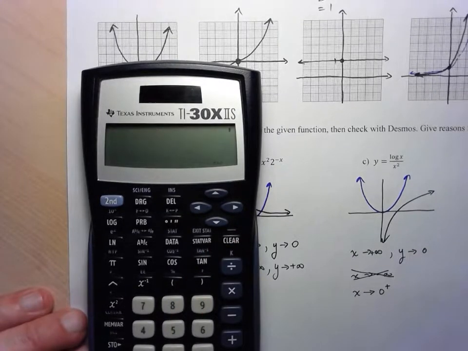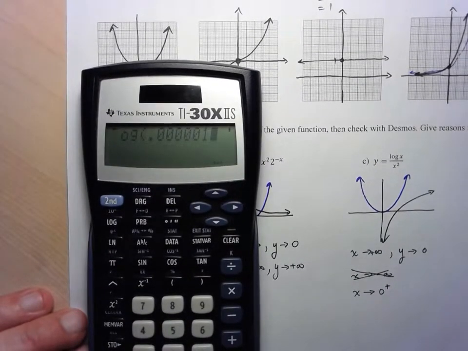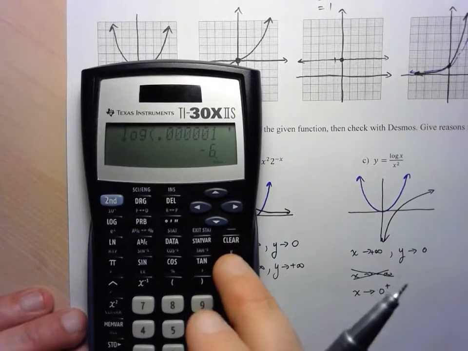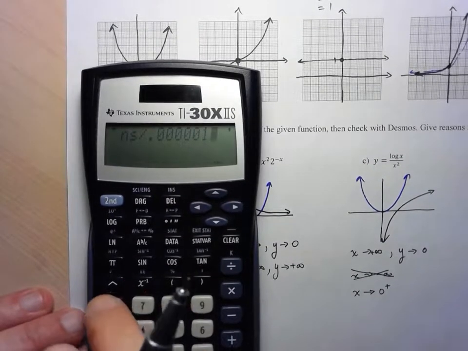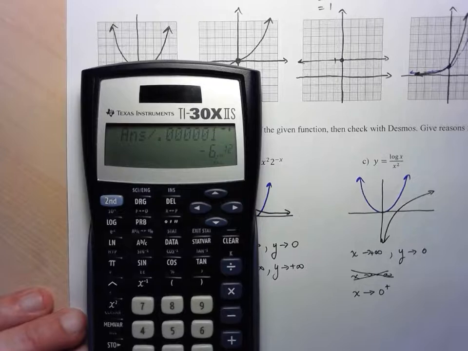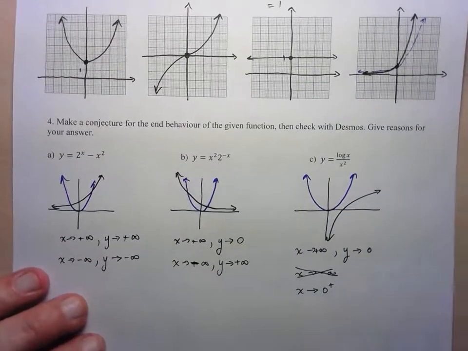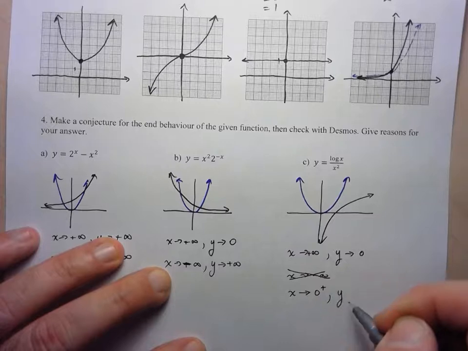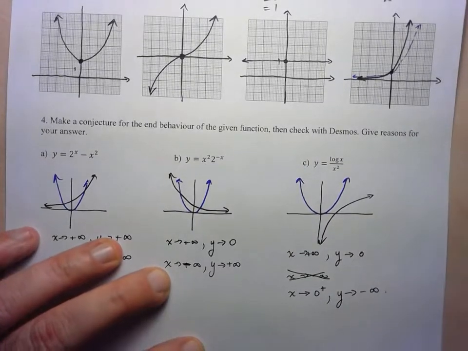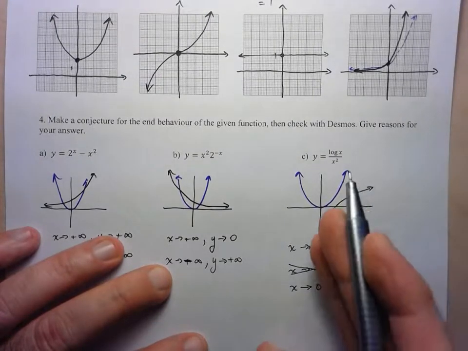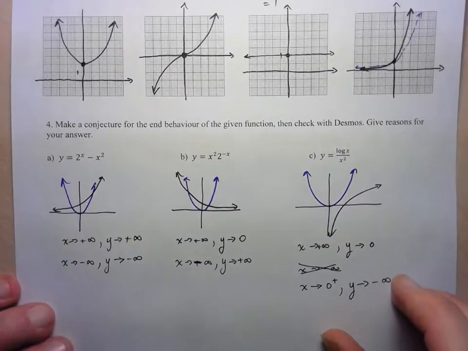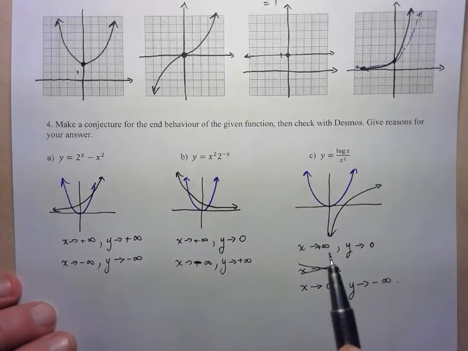If I pick something even smaller, log of 0.000001, so 5 zeros, you got to remember how many you have, equal, okay, divided by 0.000001 squared, and look what you've got. So our initial assessment that it should be going to negative infinity looks like it makes perfect sense. Okay, so while this is not technically end behavior, it's something to look at because we know that's where the domain ends.